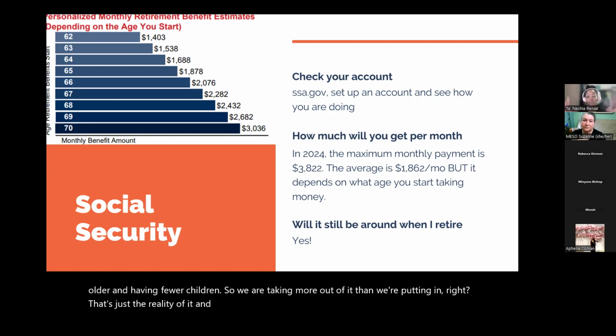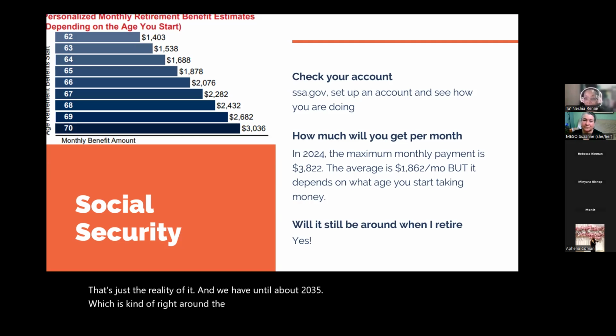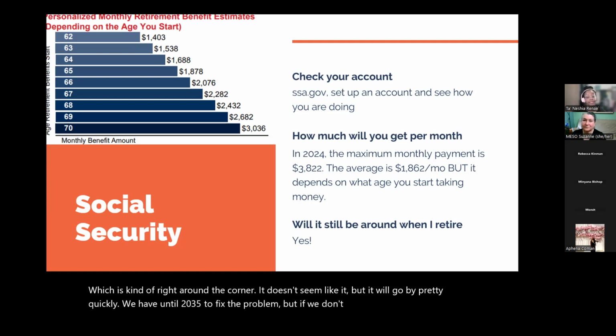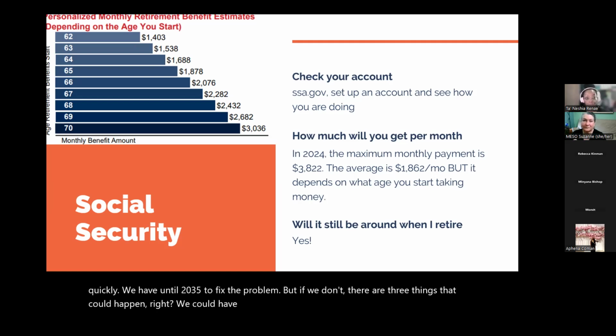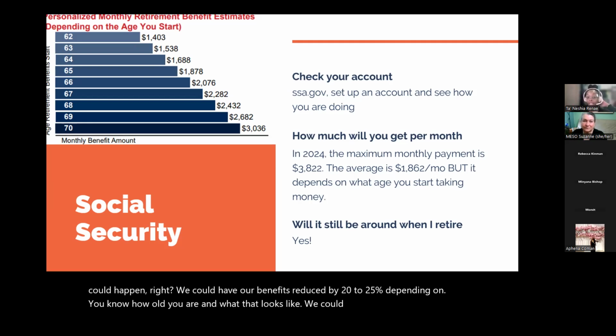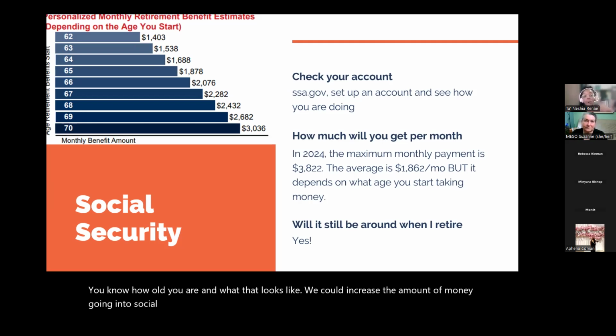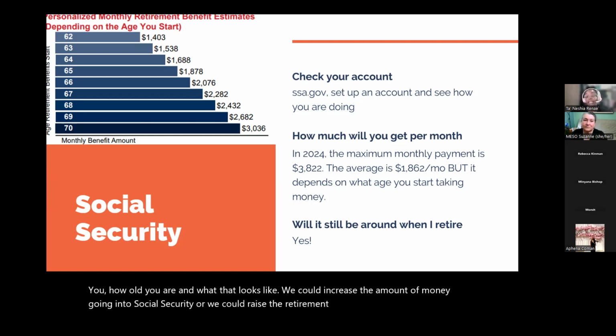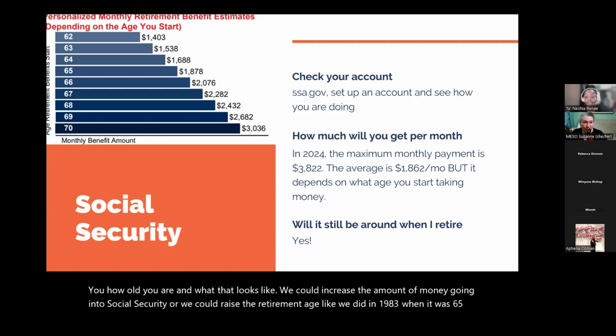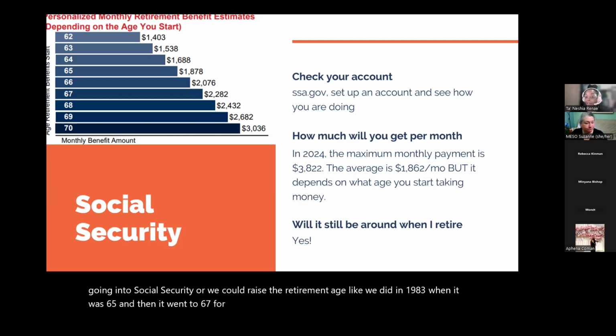And we have until about 2035, which is kind of right around the corner. It doesn't seem like it, but it will go by pretty quickly. We have until 2035 to fix the problem. But if we don't, there are three things that could happen, right? We could have our benefits reduced by 20 to 25%, depending on how old you are and what that looks like. We could increase the amount of money going into Social Security, or we could raise the retirement age like we did in 1983 when it was 65 and then it went to 67 for anyone born after like 1960.